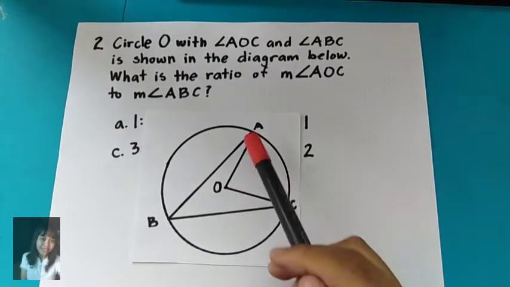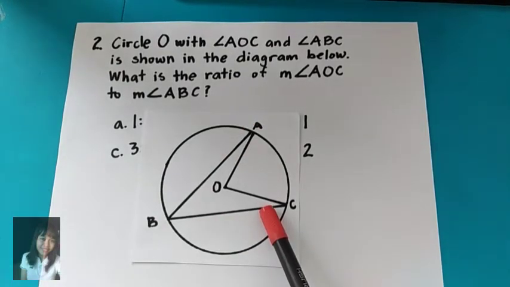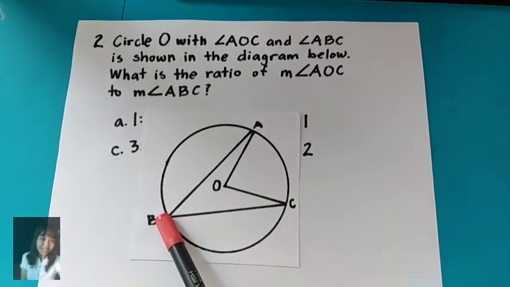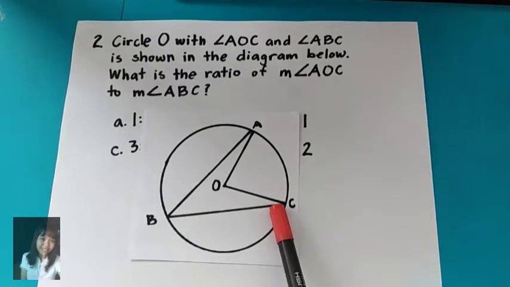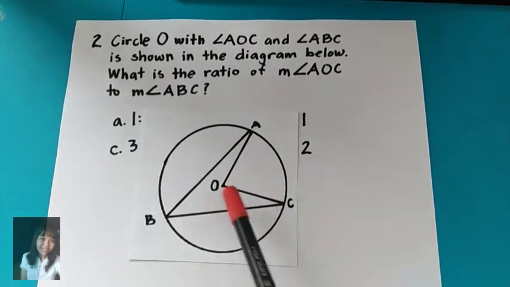So let's have a recall. What do you think this angle is called? Yes, it is an inscribed angle. An inscribed angle is an angle whose vertex is on the circle and whose sides are chords of the circle. How about the angle at the center of the circle? What do you call that? Yes, it is a central angle. Therefore, angle AOC is a central angle.